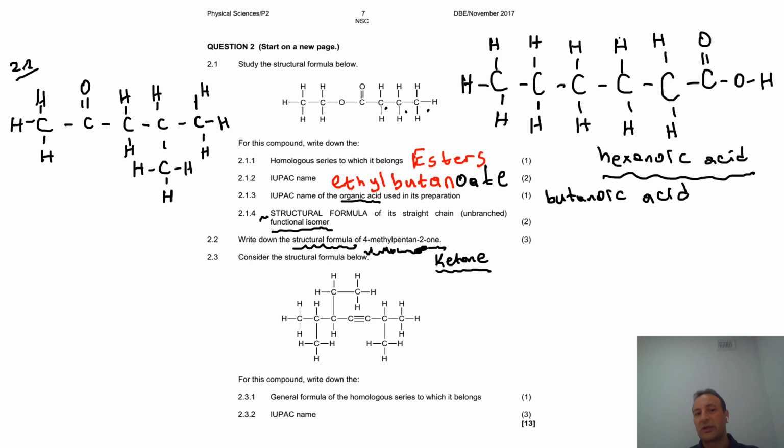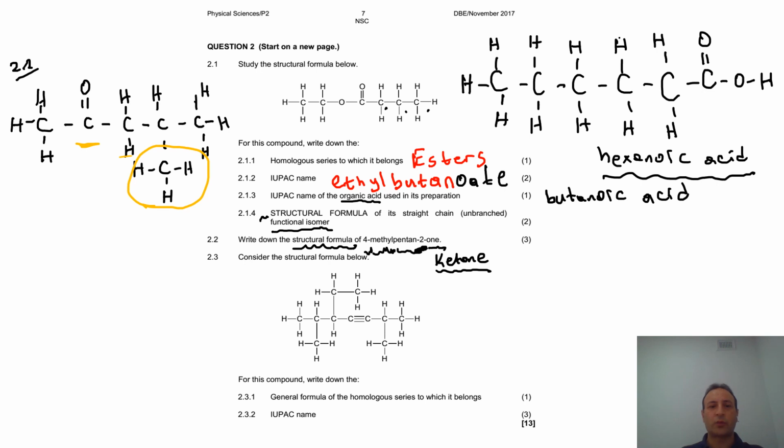And that is 4-methyl. Let me show. This is 4-methyl and pentan-2-one. 4-methyl pentan-2-one. That is the structural formula of it.